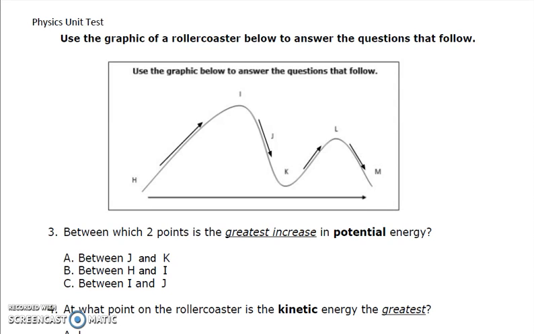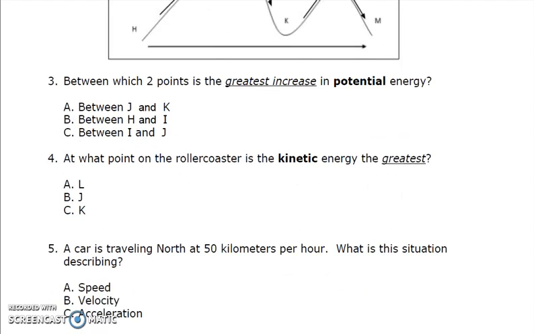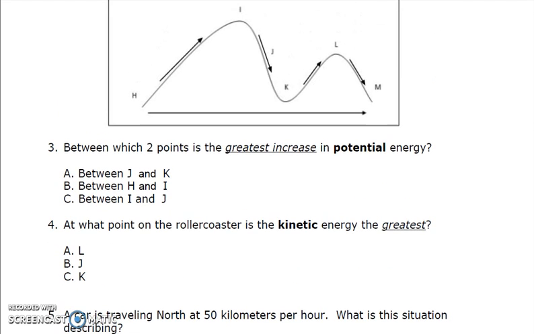Number 3. Use the graphic of a roller coaster below to answer the questions that follow. Number 3. Between which 2 points is the greatest increase in potential energy? Between J and K? Between H and I? Between I and J? Number 4. At what point on the roller coaster is the kinetic energy the greatest? L, B, J, C, K.